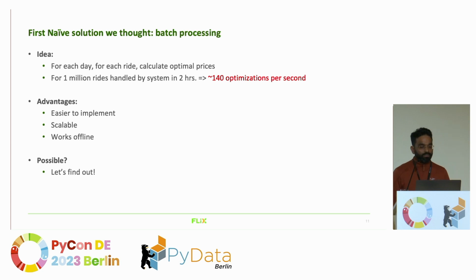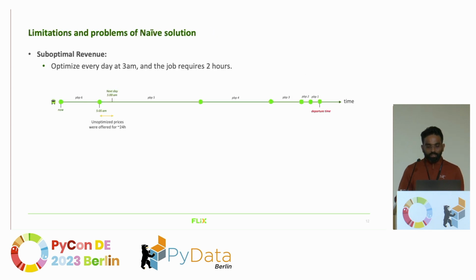You can scale it because you can have a lot of parallel computations, and it works out offline. But there is not just a problem that you have to perform these many optimizations per second, which is a lot of computational effort, and maybe you will earn more revenue, but you will spend more money in AWS or something. So let's see what are some other problems instead of just the computational effort. So here is the first problem.